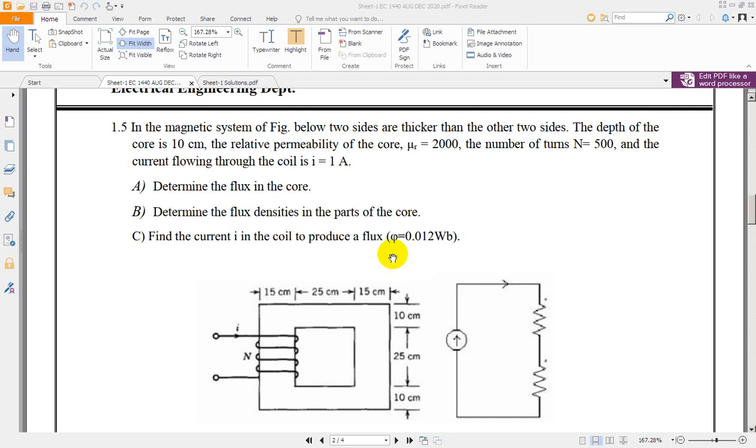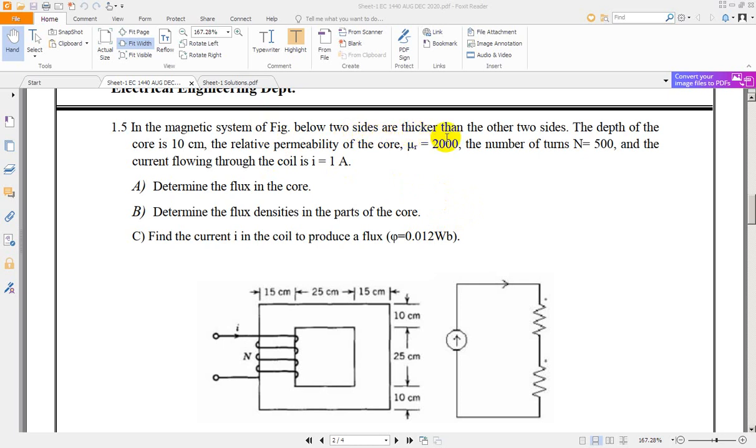we discussed the basic problems of magnetic circuits, whereas from problem number 5 till problem number 8 we are going to study the applications of the magnetic circuit. Some advanced problems, not that difficult, but they are easy if you analyze the magnetic circuits.